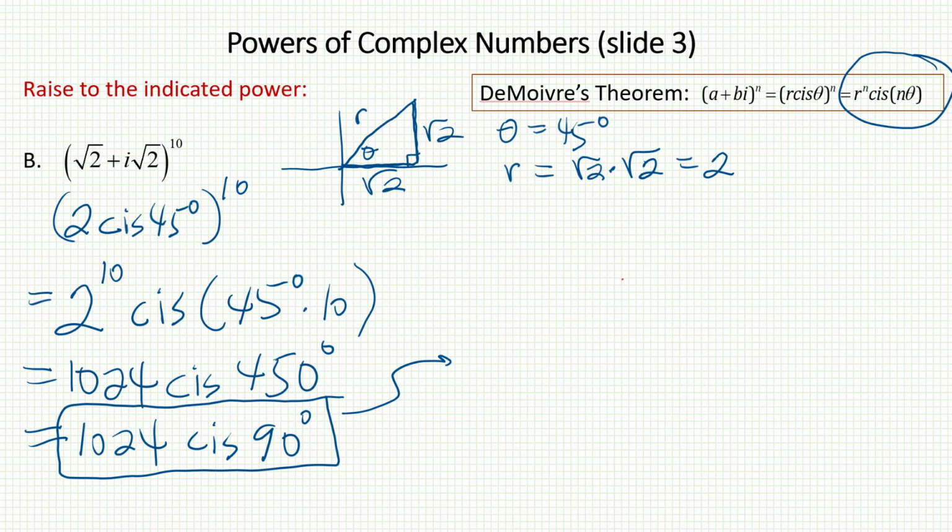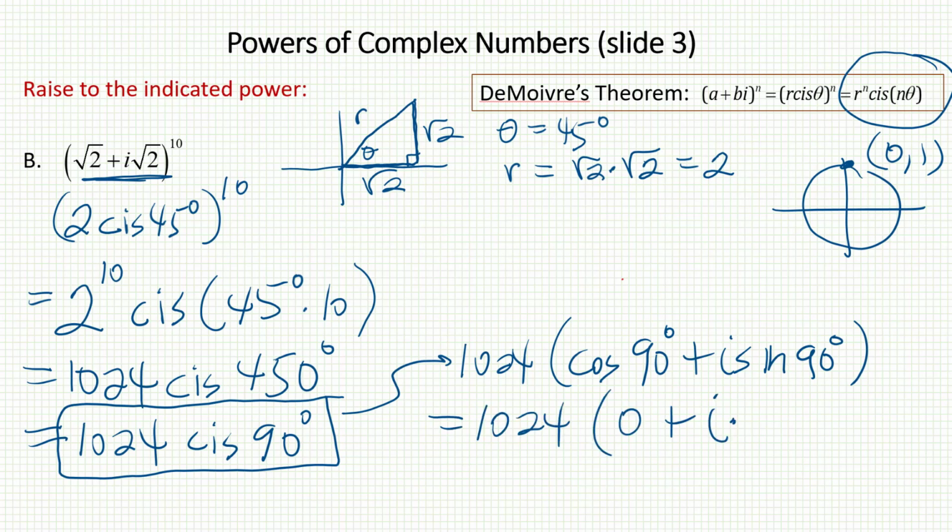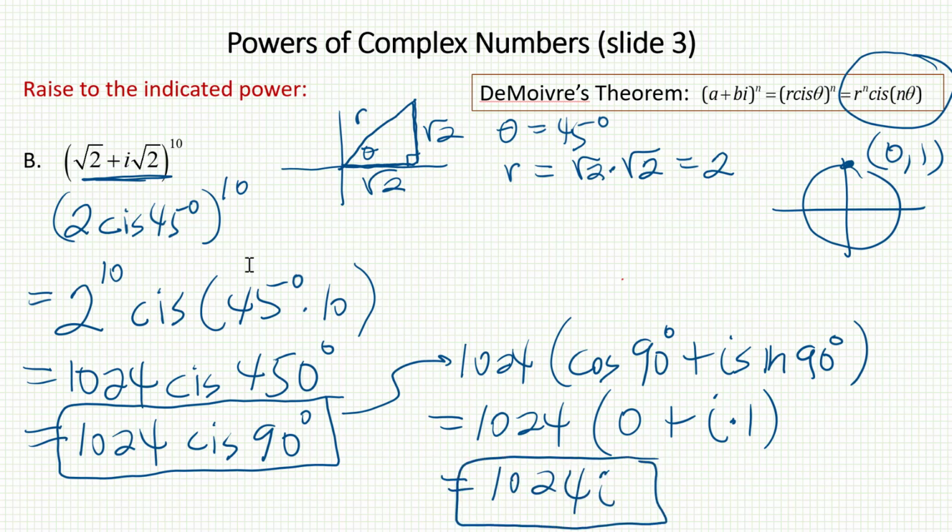If I want to go back to the standard form, all I would have to do is write this out. 1024 cosine 90 plus i sine 90. That's very easy to work out. 90 degrees, top of the unit circle. We know that the cosine value there is 0, and the sine value there is 1. And so this works out to simply be 1024i. De Moivre's theorem and trig form provide a very fast way for raising complex numbers to powers.